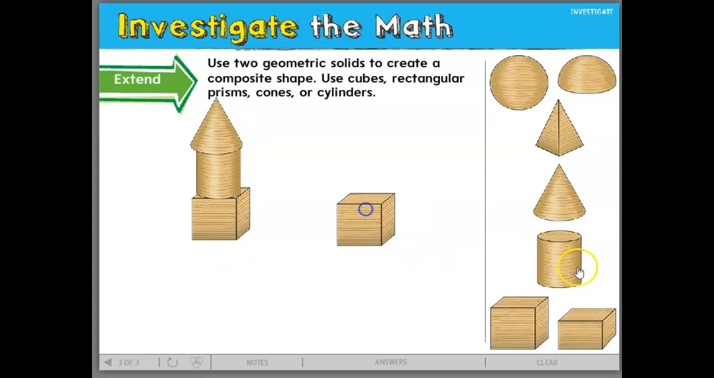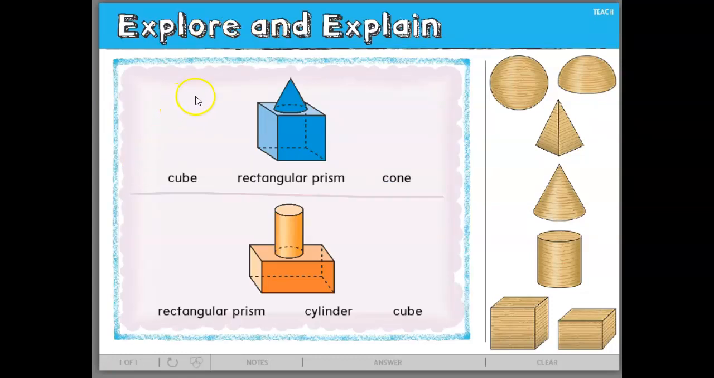I could make another composite shape. And again, same thing when we were doing 2D. These are just called composite shapes, when we take shapes and put them together to make a new shape. That's what we're going to be working on today. So let's look at this first composite shape they made up here with the blue ones. What shapes did they use to make a new shape?